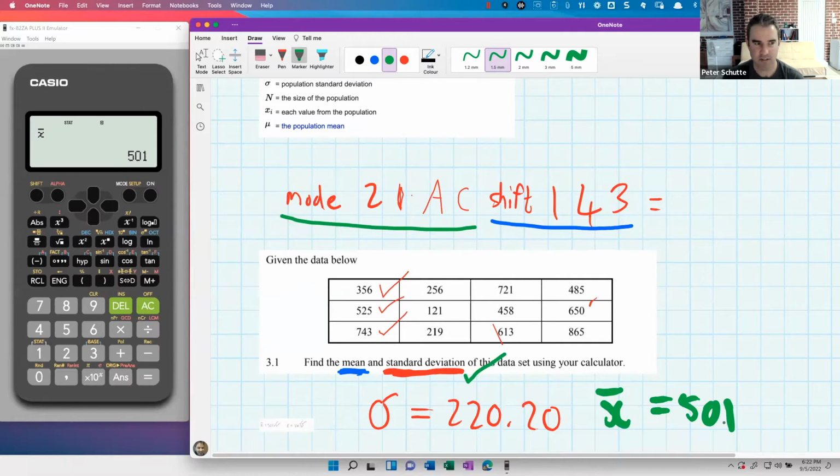If the data set is very, very small, often what we do is we just add up the items and divide by the number of items. It feels like overkill to use your calculator. But for the standard deviation, your calculator is definitely your friend.